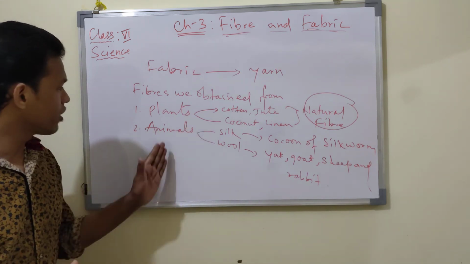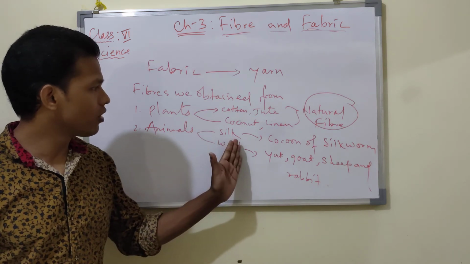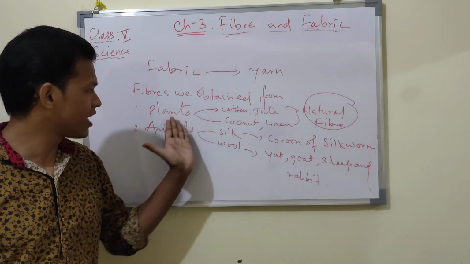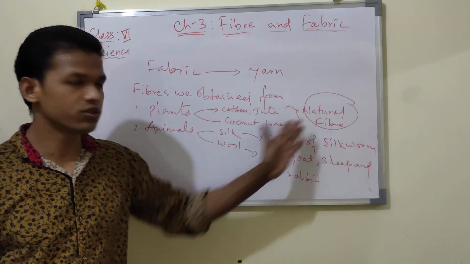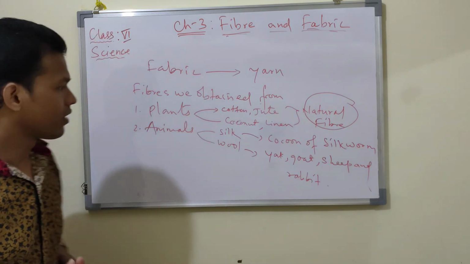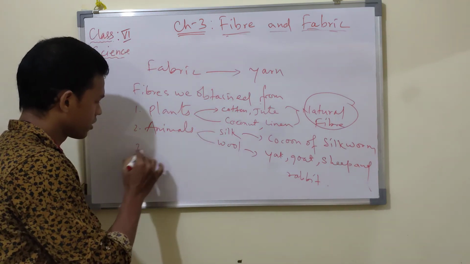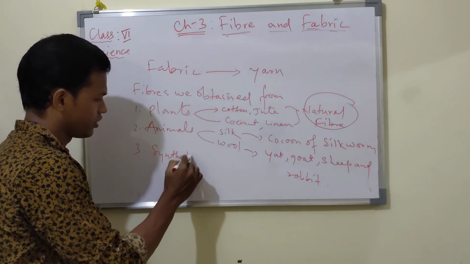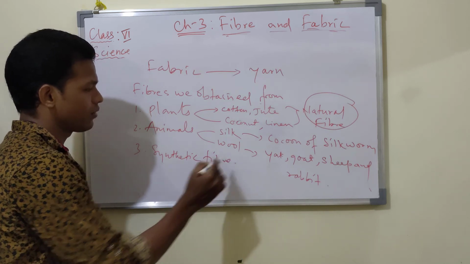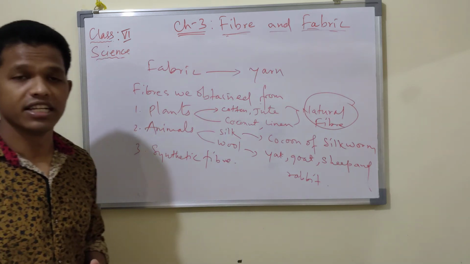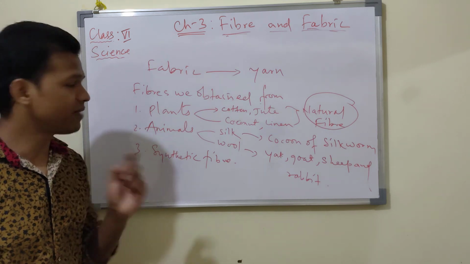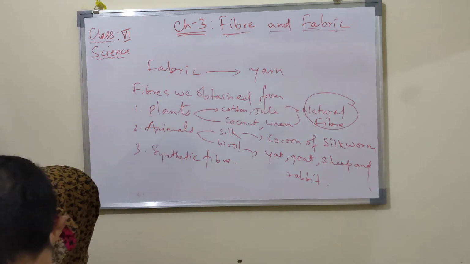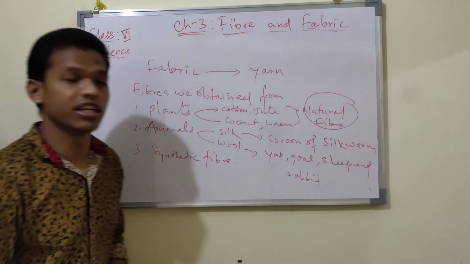Also from animals we obtain fibers. The fibers obtained from plants and animals, such as silk, wool, cotton, jute, are called natural fibers. But what about other fiber? The next one is synthetic fiber. These are chemically made. Certain chemicals are used to obtain this fiber. Such fibers are called synthetic fiber or man-made fiber. So these are natural fiber and others are synthetic fiber.